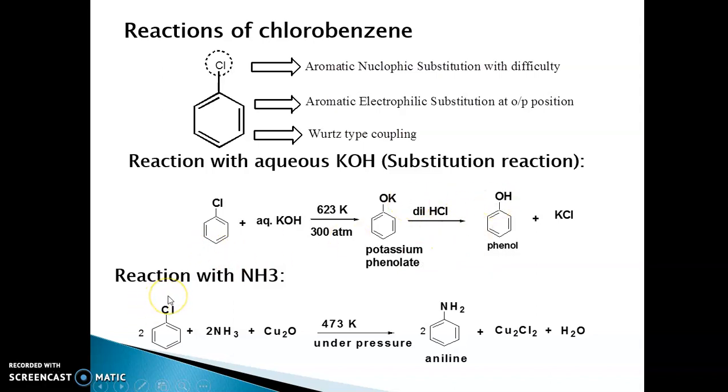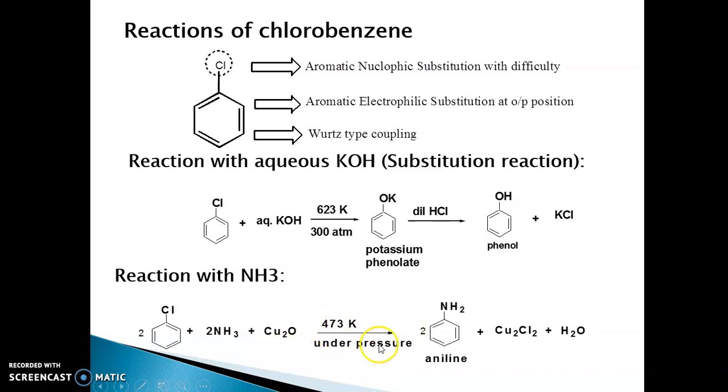Then the second nucleophilic reaction in which Cl is replaced by the NH2 group. That is the reaction of chlorobenzene with ammonia. It is not as simple a reaction as that of the alkyl halide. Alkyl halide reacts with ammonia and simply we get the formation of RNH2. RX plus NH3 forming RNH2 plus HX. Simple reaction. But in this case, chlorobenzene reacts with ammonia in presence of cuprous oxide at about 473 Kelvin.